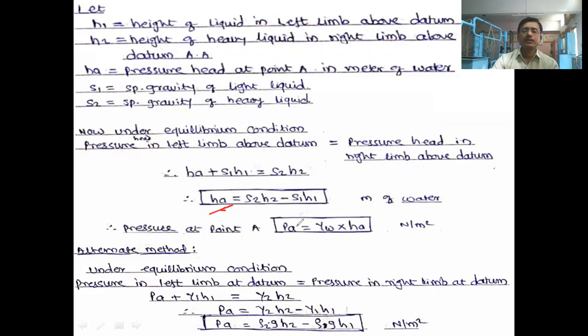First finding the head and then finding the intensity by using hydrostatic law. Alternate method. What is that alternate method? Here, as we have mentioned, it is pressure head in the left limb. Instead of pressure head, directly we will equate pressure intensity. Pressure in left limb at the datum is equal to the pressure in the right limb at the datum. What are the pressures in the left limb? PA plus gamma 1 H1 is equal to gamma 2 H2.